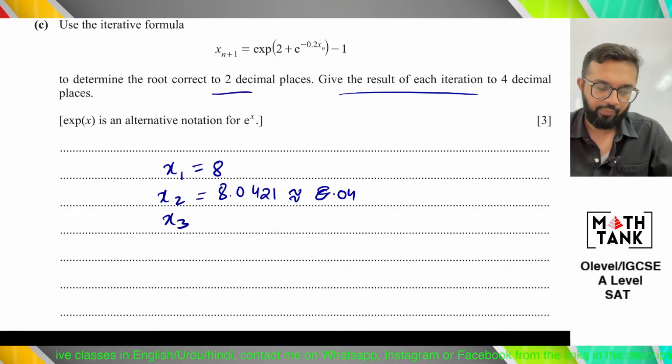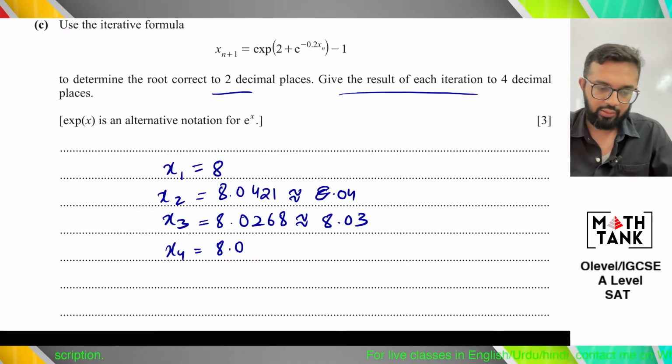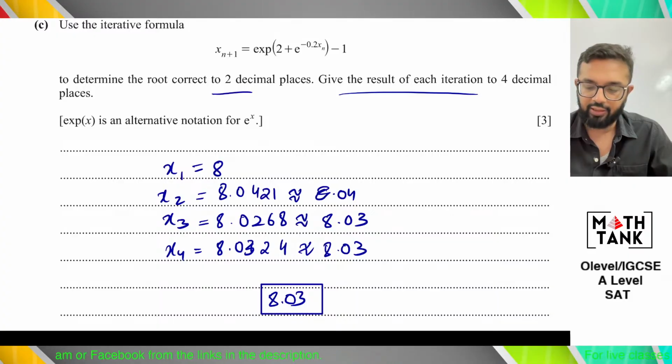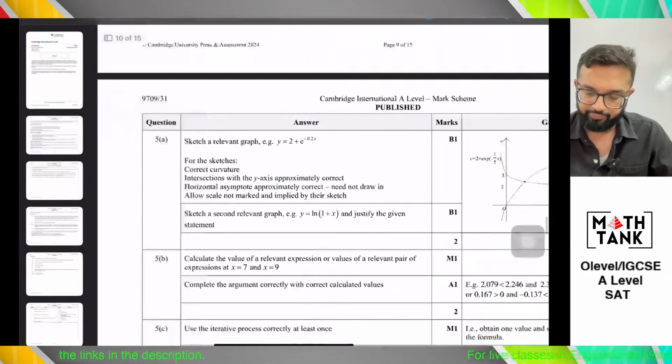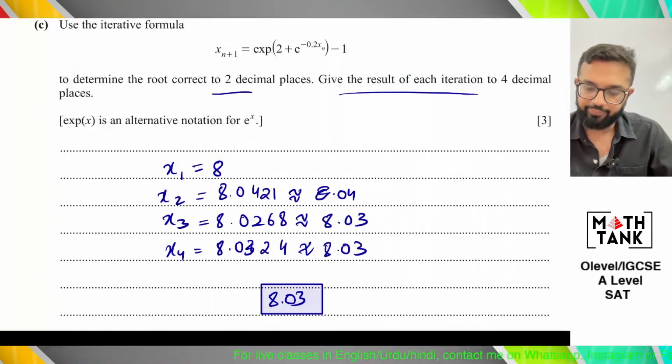x3 is 8.0268. That rounds off to 8.03. x4 is 8.0324. 8.03. So 8.03 is the root. I hope that's the correct answer. Let me just check quickly. Yeah, that is the correct answer.